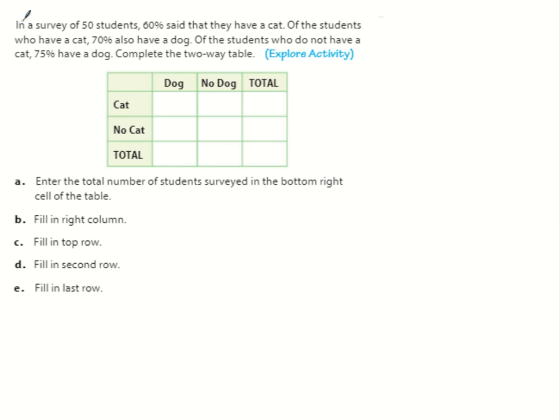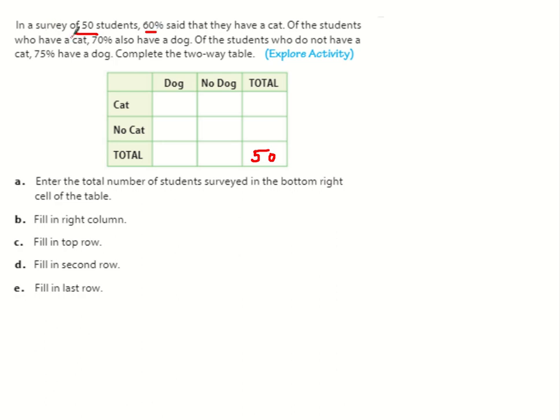Now, sometimes you're also going to have to complete a two-way table from the given information. So this is where you're going to have to read what it says and fill it in. So we have a survey of 50 students, so that's the bottom here. So this is 50. That means the total here should add up to 50. The total here should add up to 50.